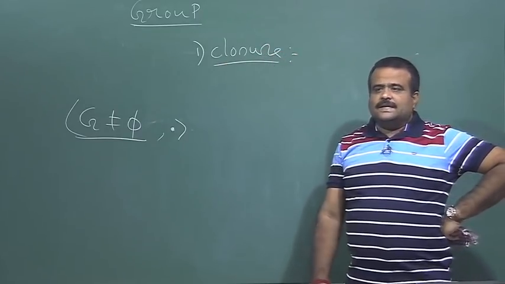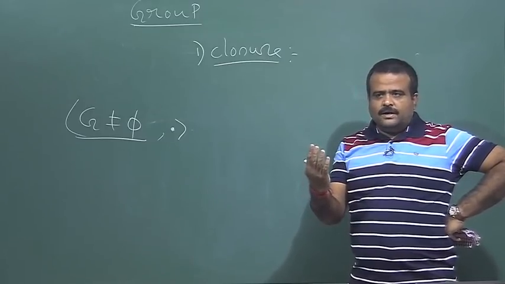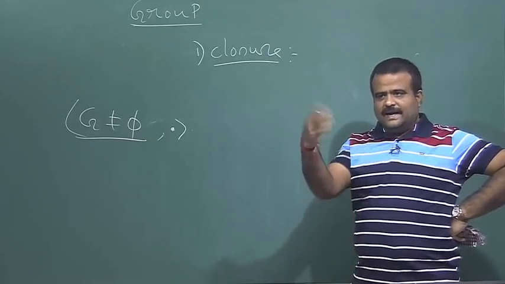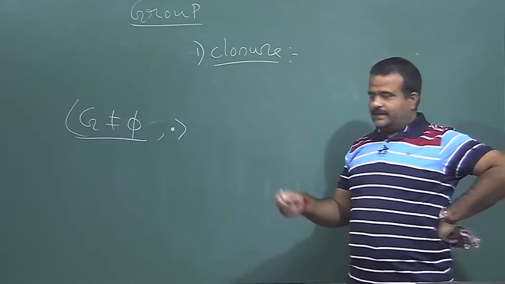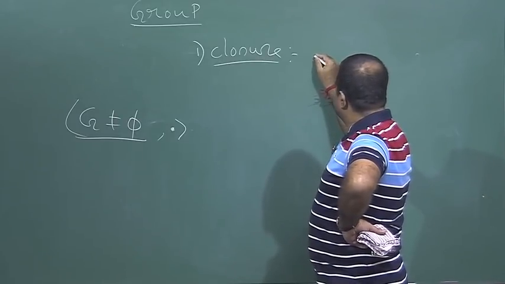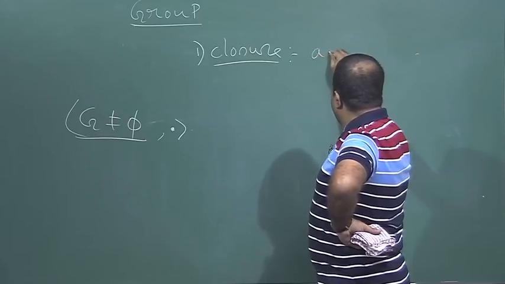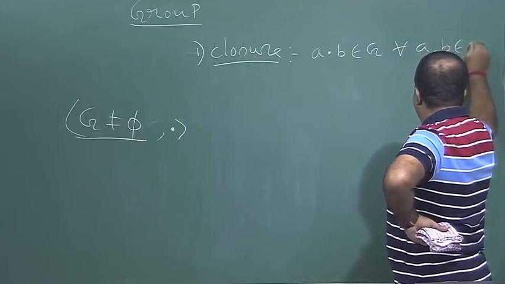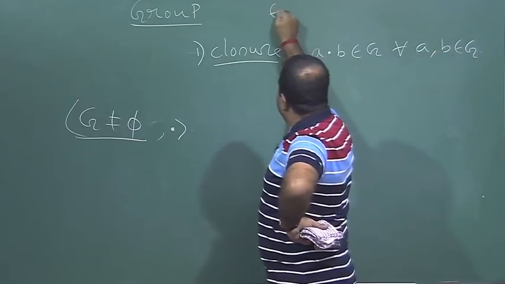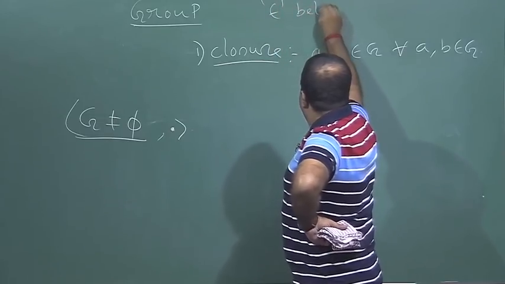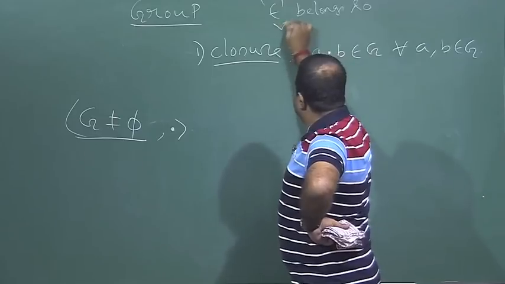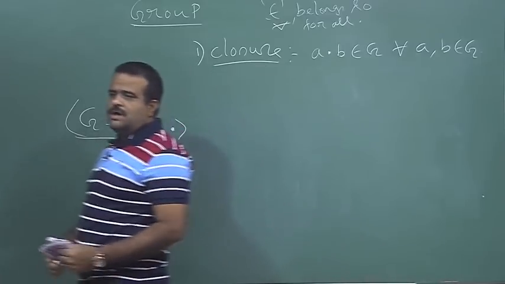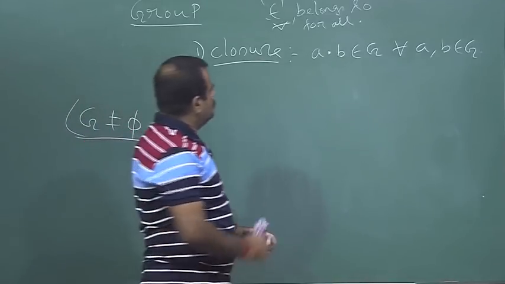So, closure property is telling us if you take any two elements A, B from this set, and operate under this operator, then that must belong again to that set. So this is telling A star B must belong to G for all A, B belongs to G. Okay, so we will use this symbol as belongs to, and this is for all. These are the standard notations we will use, but just to recap.